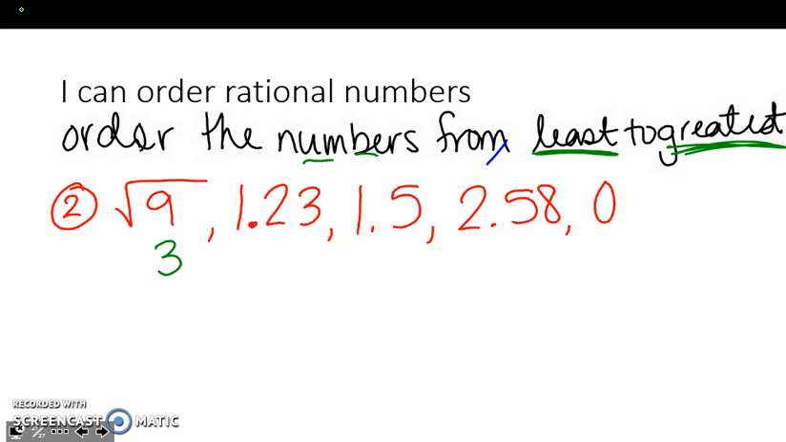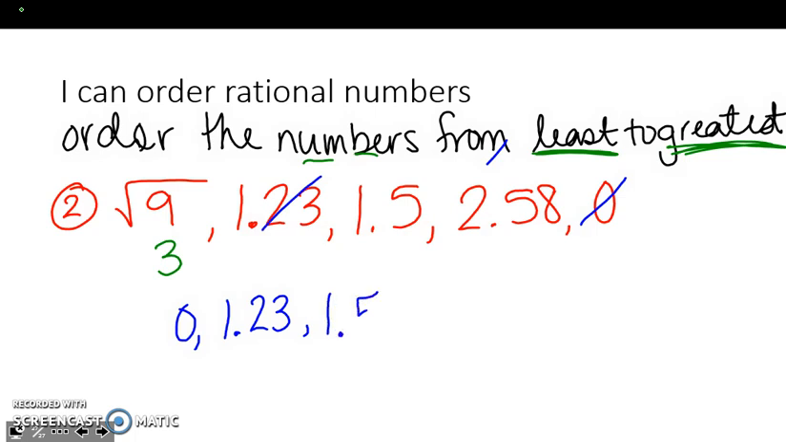All right, so looking at this set of numbers, hopefully you know that 0 is the smallest number there. These are all positive, so this makes our job really, really easy, okay? We have 1.23 and we have 1.5. So, of course, 1.23 is going to be smaller.